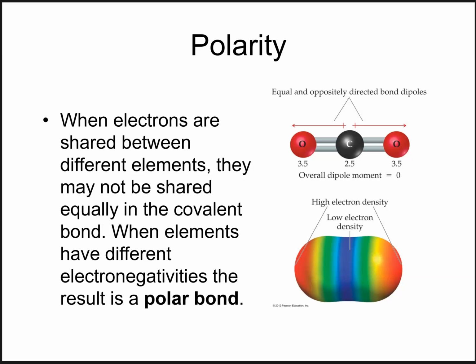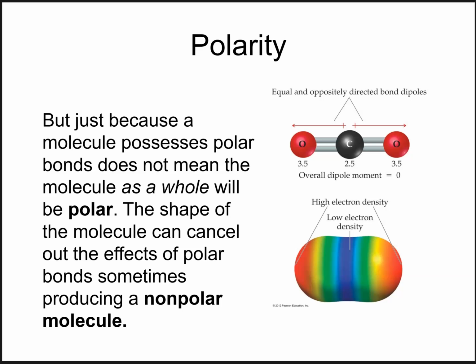Polar bonds pull electrons towards them, and so we get a distortion in the electron field around the molecule, resulting in a side that is partially positive and a side that's partially negative. If we look at carbon dioxide here, the carbon-oxygen bond is a polar bond for sure, but because they're placed 180 degrees away from each other, because it's a linear molecule, they cancel each other out, so the electrons are distributed uniformly throughout the molecule.